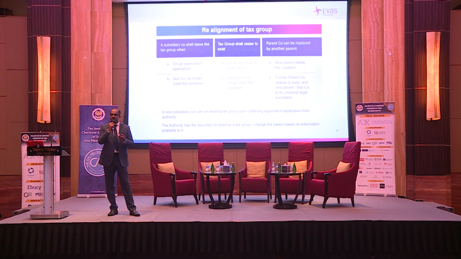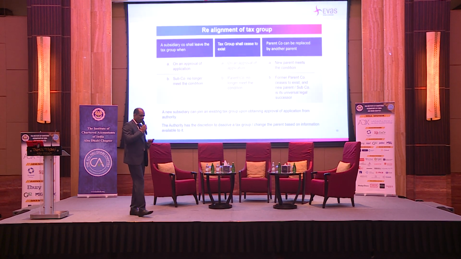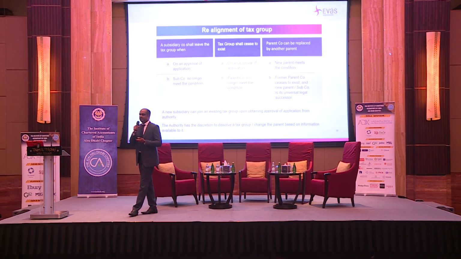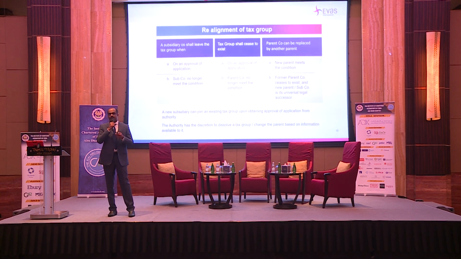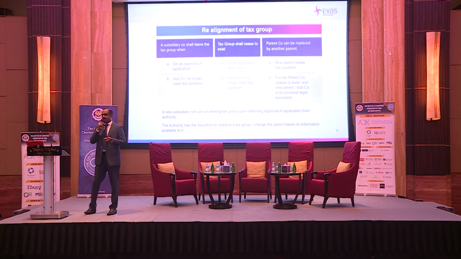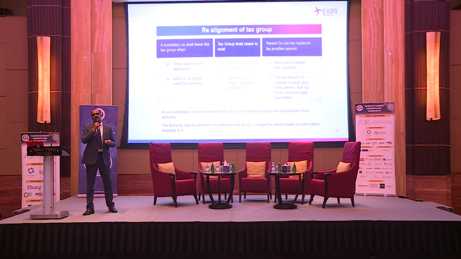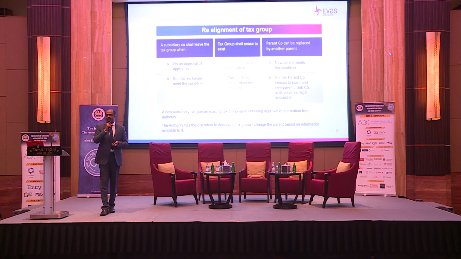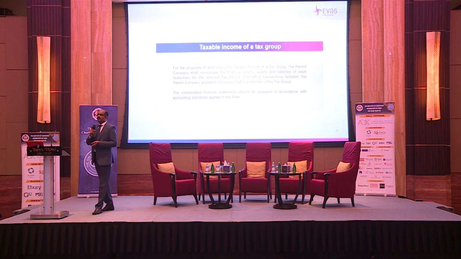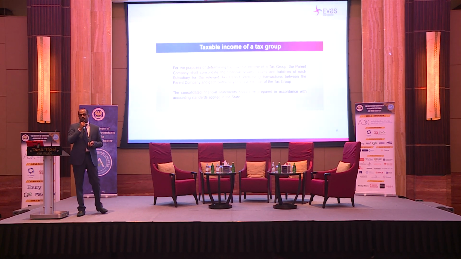Actually, the group shall cease to exist when the group conditions are not met. The group will cease to exist, and then the tax group will be separated. And the parent company's shareholding structure may change. When the parent company's shareholding structure changes, a new parent company can become the parent company, and the former parent company can leave the tax group. So whenever there is a realignment, the tax group structure will also get realigned to the new shareholding structure and new pattern.